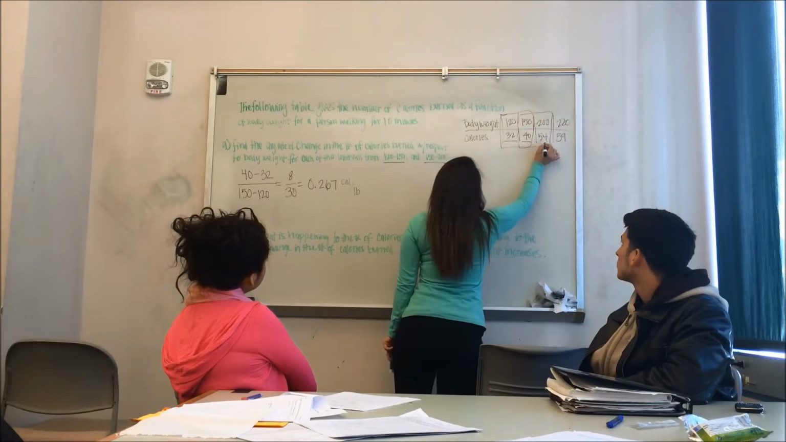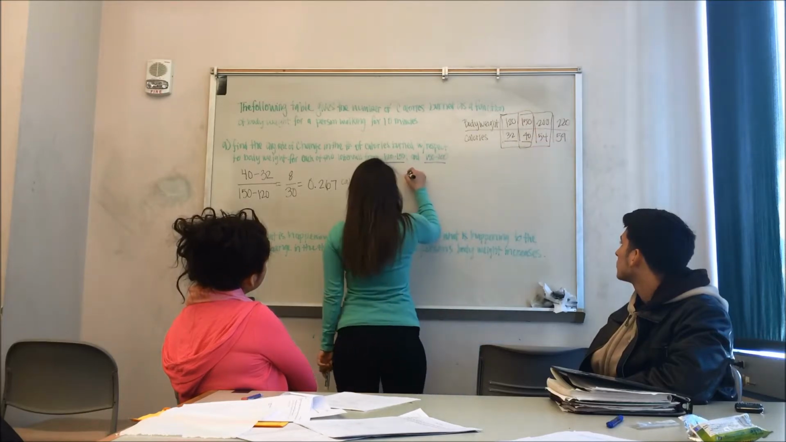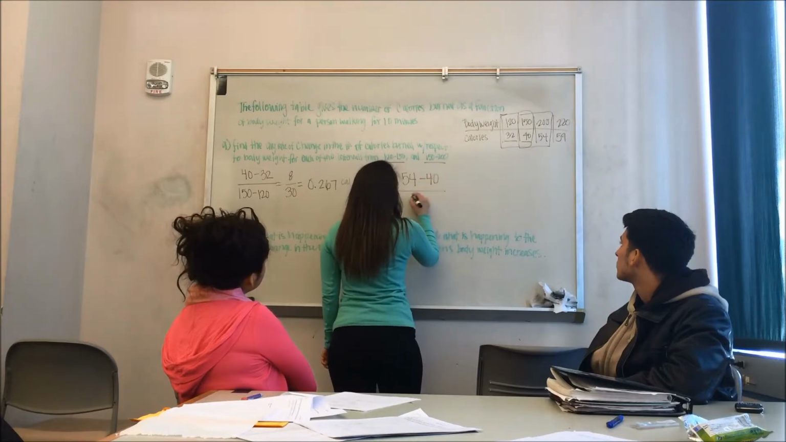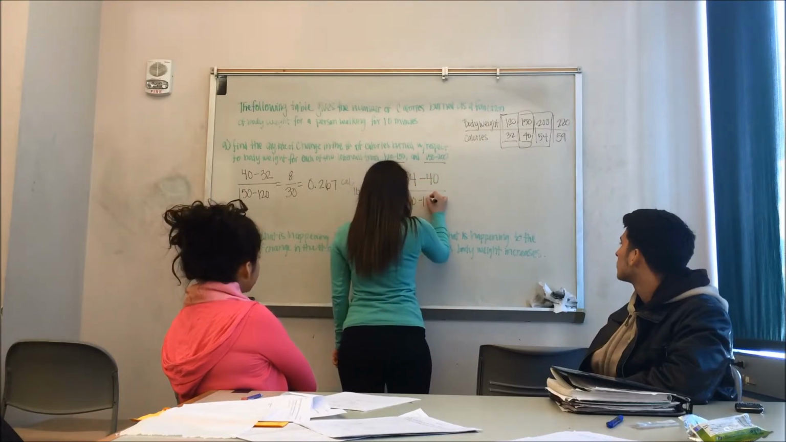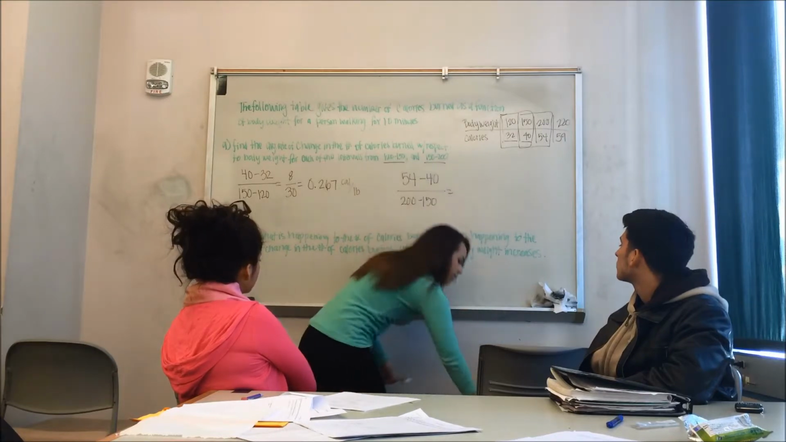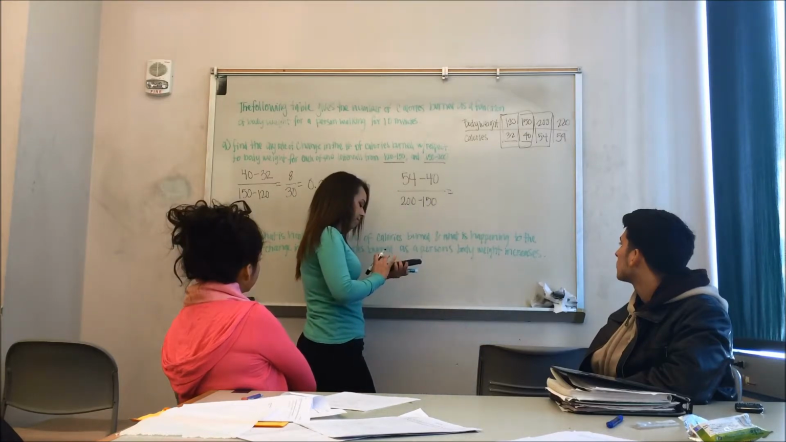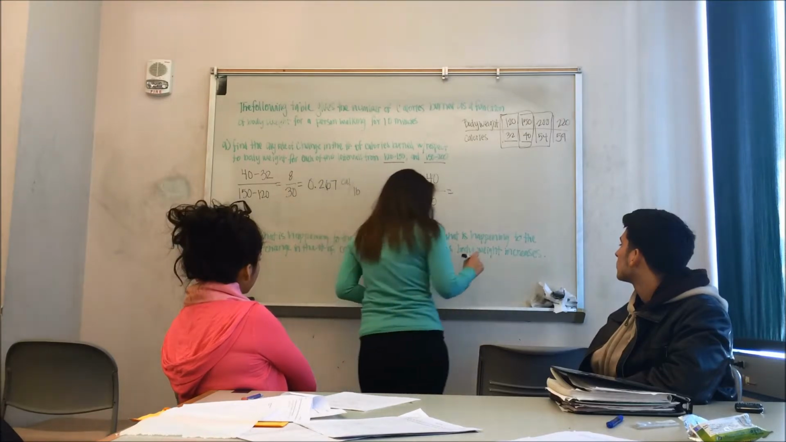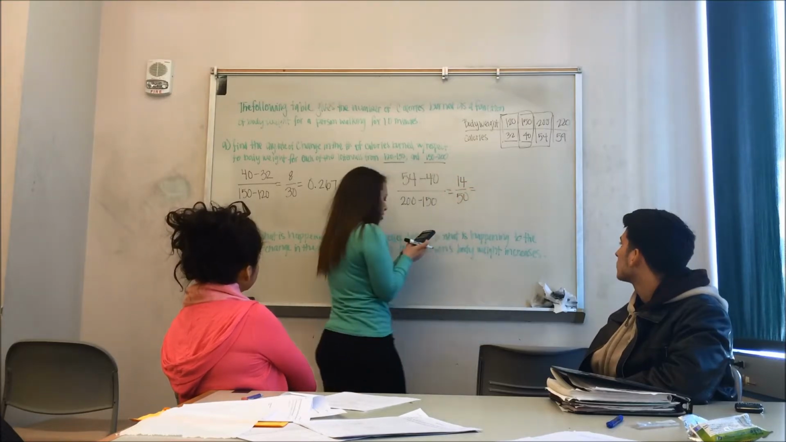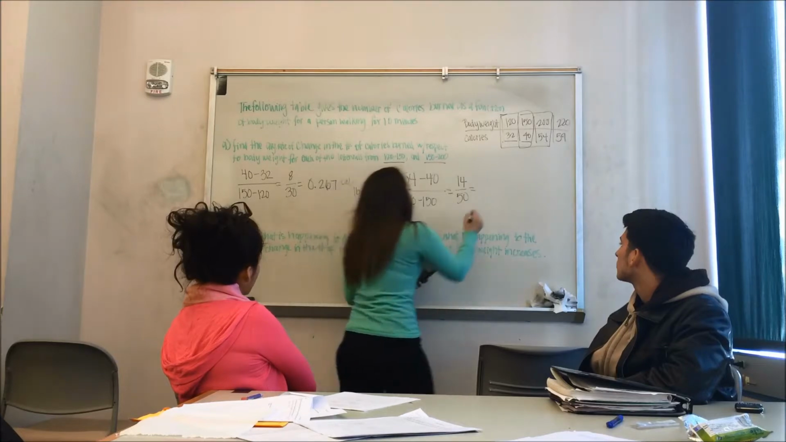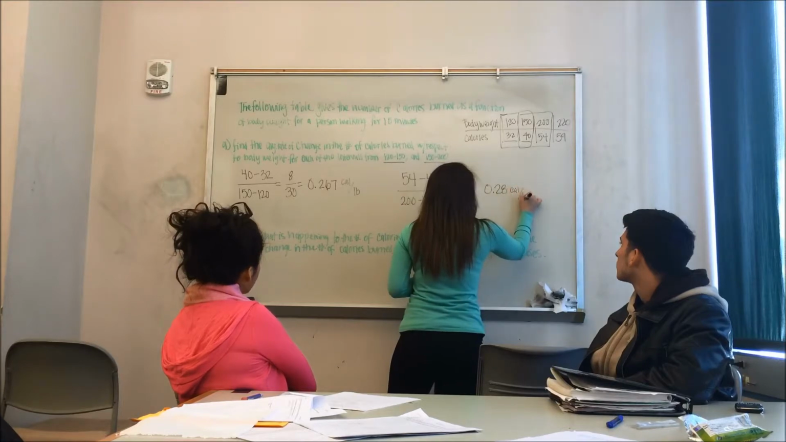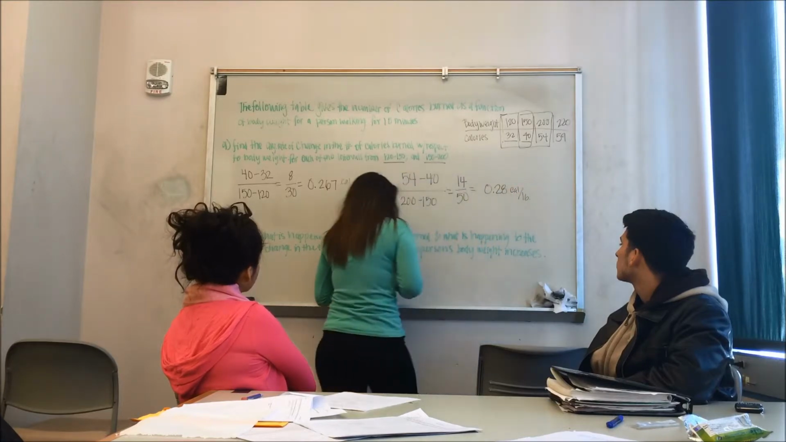So now we're going to start off with 54. We're going to start off with the 200. So 54 minus 40. And then we're going to subtract 200 and 150. And for here, you get, and then over 50. And when you plug that into your calculator, you get 0.28 calories per pound. That's for the first part.